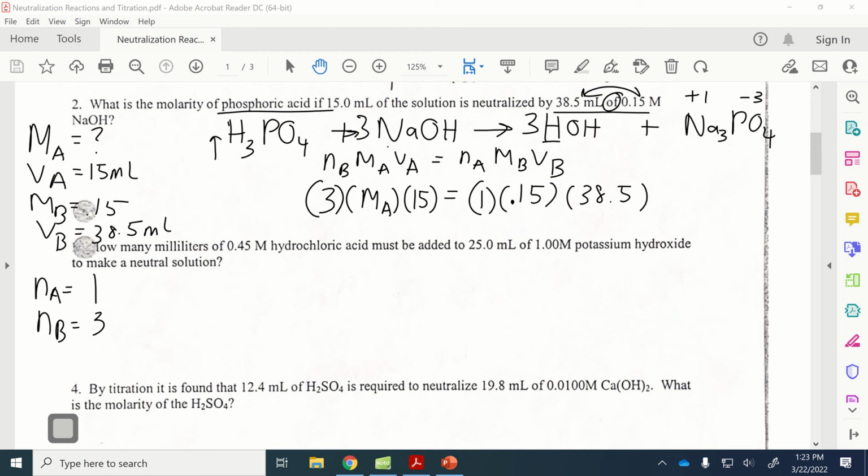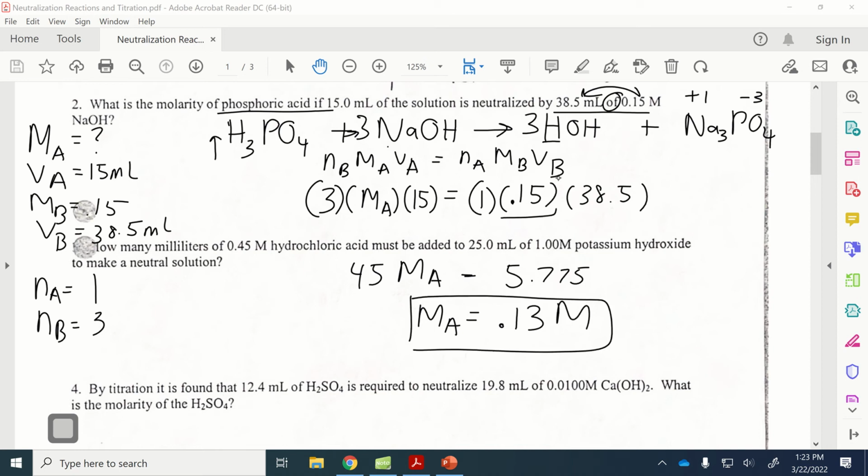But if we do this, we get 1 times 0.15 times 38.5. That equals 5.775 on this side. That equals 45 MA. I divide by 45. MA is going to equal 0.13. Yep, it's only going to be 0.13 molar. It's 2 sig figs because I have 0.15 as the least number of sig figs. So 0.13 molar is my concentration of acid. All right?